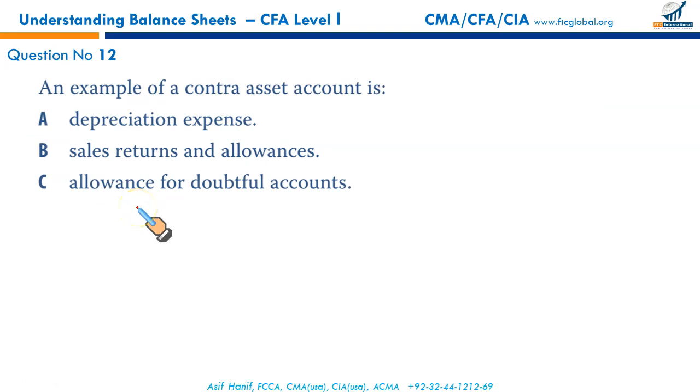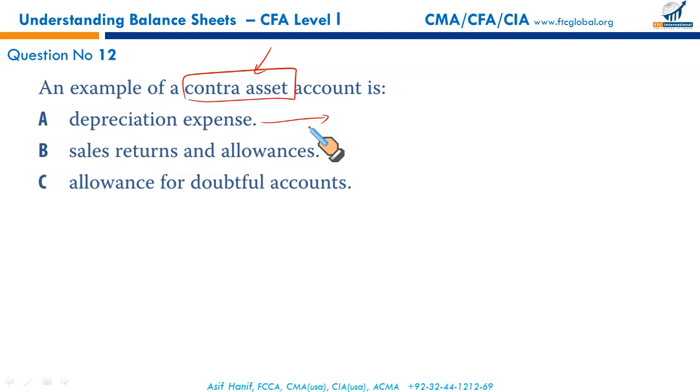Next. An example of contra asset. Contra asset. Keep that word in mind because you will lose the focus. The highlighting option in your CBT will be very helpful. This is the keyword that you must highlight because you might lose the focus while reading these options. Contra asset is the word. Depreciation expense.